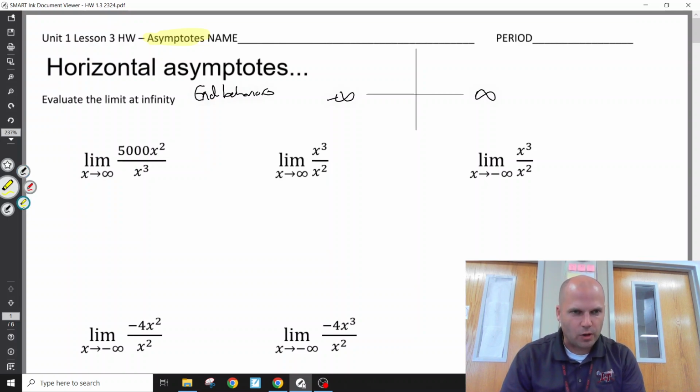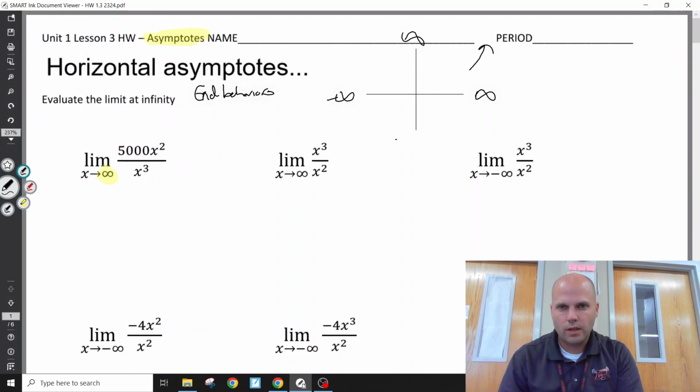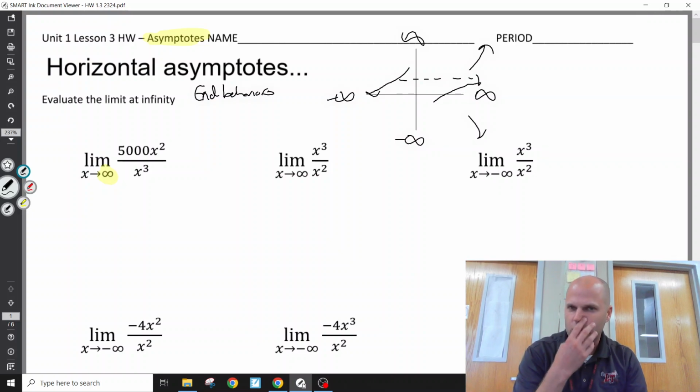So we find that we are plugging in infinity, okay? And we can get answers that are infinity, which means I'm going up. They are negative infinity, I'm going down. I could be approaching a line, y equals a line, going towards that line. I could be approaching 0. All these things we were trying to figure out. And we'll talk about vertical asymptotes later.